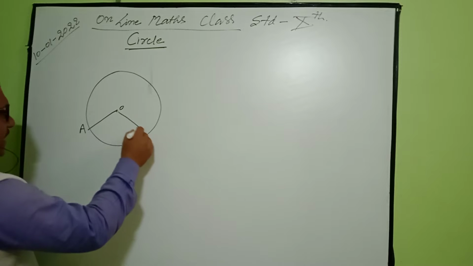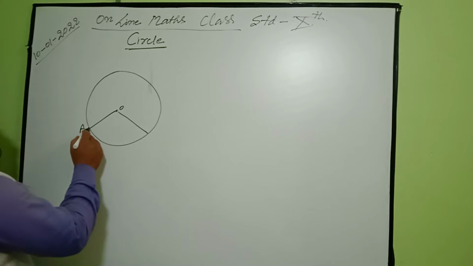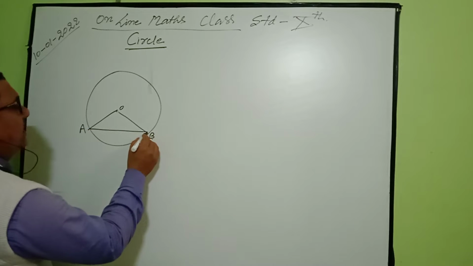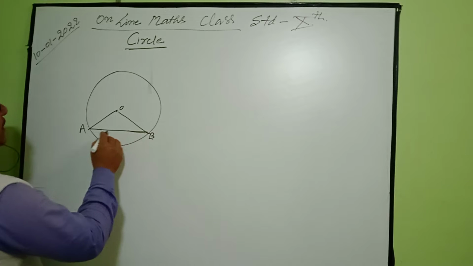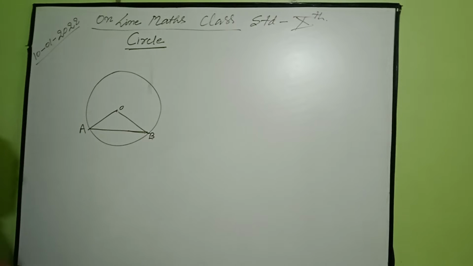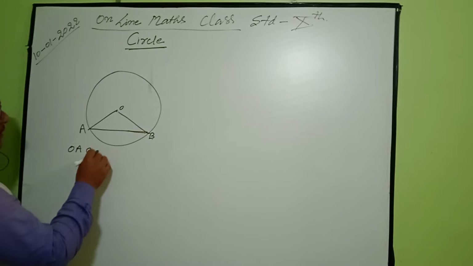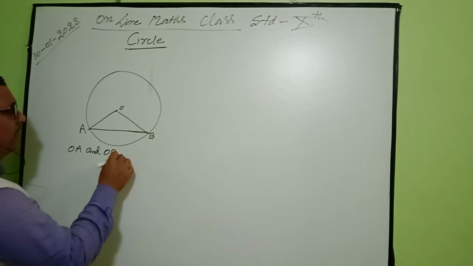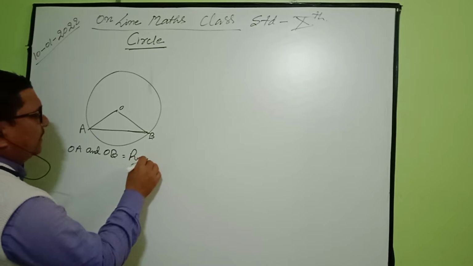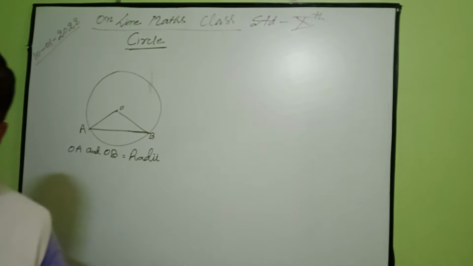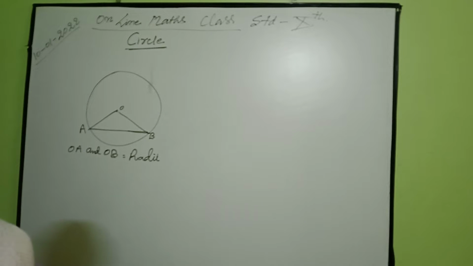Now this one is also a radius. This is known as OB and OA. Both are radii, and this is known as a chord. AB is a chord. Then OA and OB are radii. The plural of radius is known as radii. Okay?